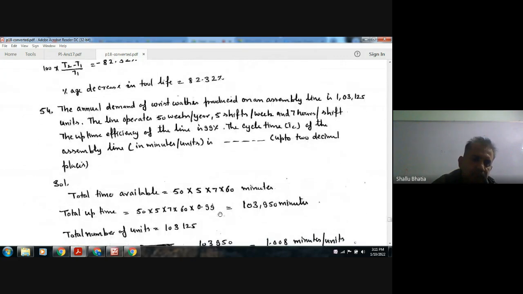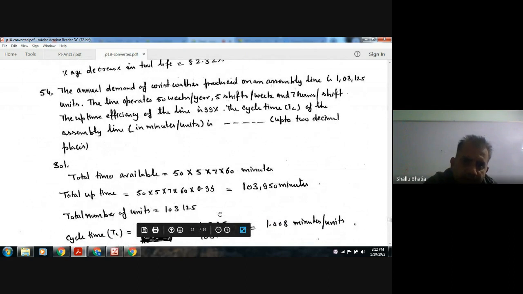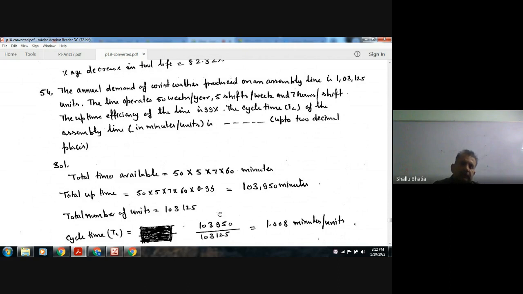Next, the annual demand of wrist watches produced on an assembly line is 103,125. This is the annual demand. The line operates 50 weeks per year, 5 shifts per week, and 7 hours per shift. The uptime efficiency of the line is 99%. The cycle time Tc of the assembly line in minutes per unit is to be found up to 2 decimal places.